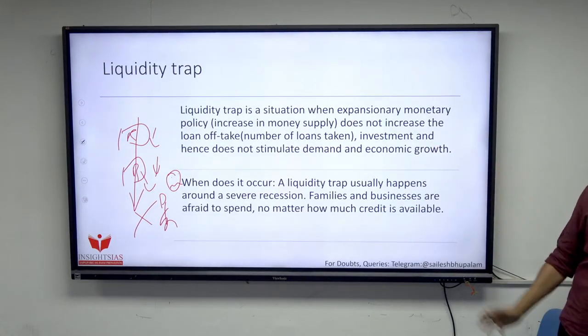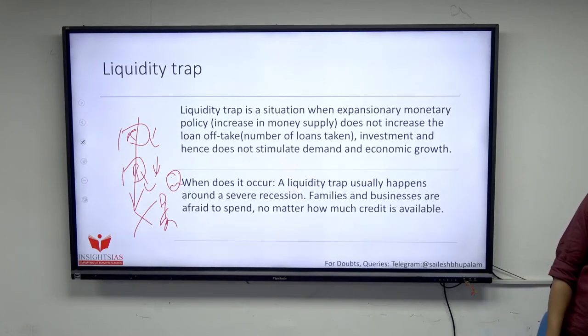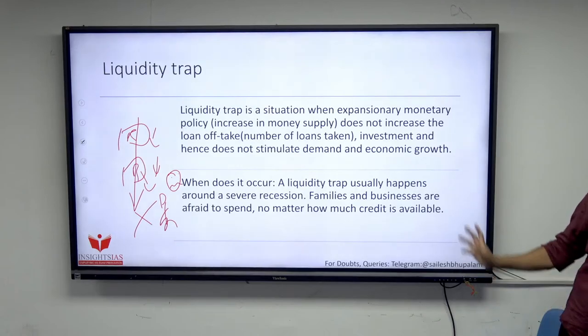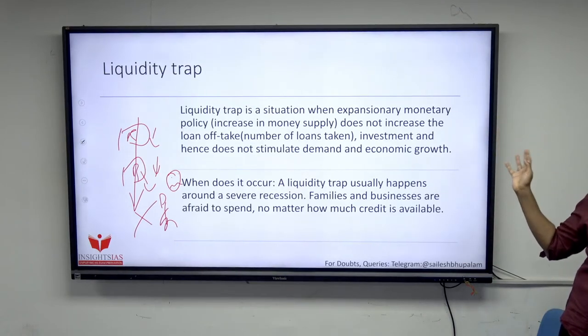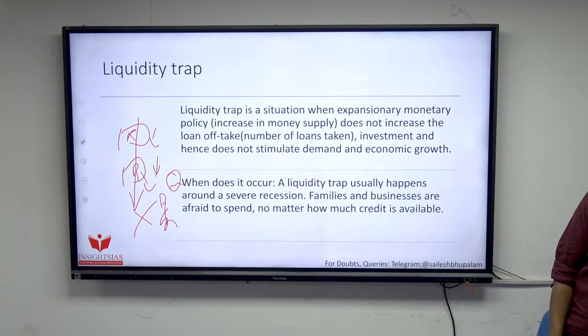The other pilot, that is government. Only fiscal policy is working right now. Only fiscal policy can control inflation and achieve growth both at this time. And this situation is called liquidity trap. Liquidity trap is when monetary policy has become ineffective. Usually when does it occur? It occurs during a recession, before a recession, after a recession. Around a recession is when usually liquidity trap occurs.